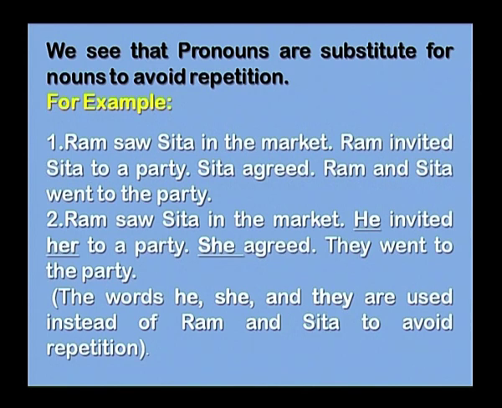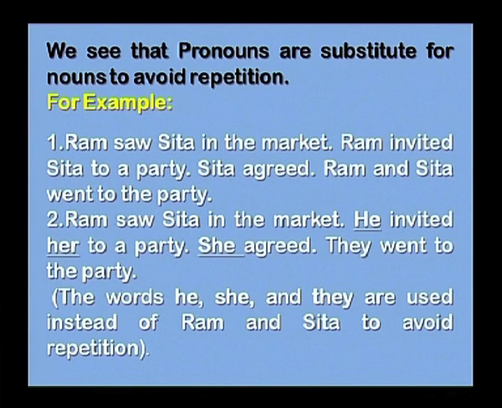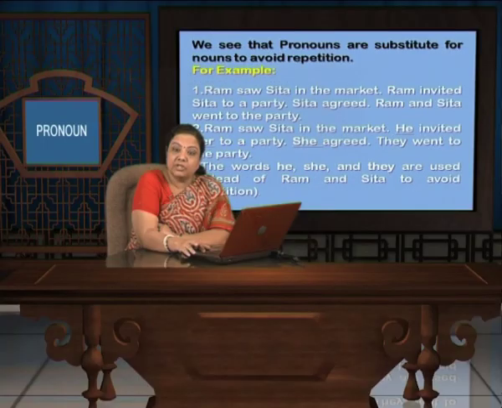For example, let's take a look at this sentence here. Ram saw Sita in the market. Ram invited Sita to a party. Sita agreed. Ram and Sita went to the party. How does it sound? Let's take a look here. Ram saw Sita in the market. He invited her to a party. She agreed. They went to the party. Now what is happening here is the words he, she and they are used instead of Ram and Sita to avoid any kind of repetition.